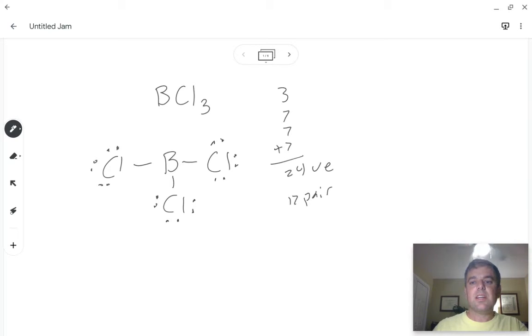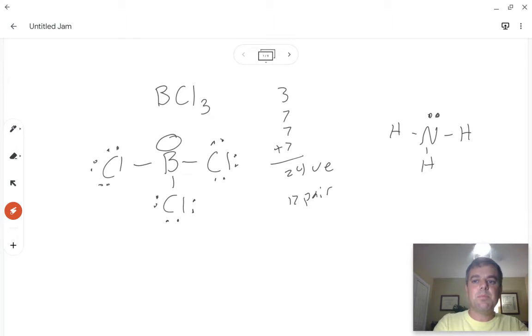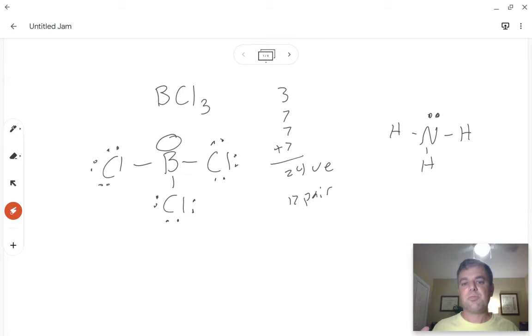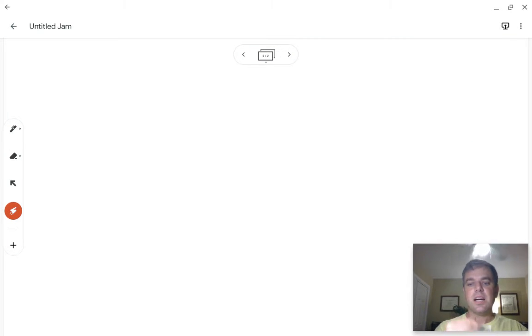Now, where things get interesting with boron, because it does that and it's got this empty spot available, is if you take something like NH3, which has those free electrons there, then what can happen is NH3 and BCl3 can form a bond just by plugging that pair of electrons in right there and making a much larger molecule. So that's your example of going under the octet rule. That's a less common exception.